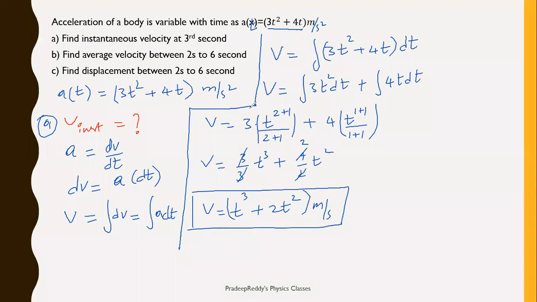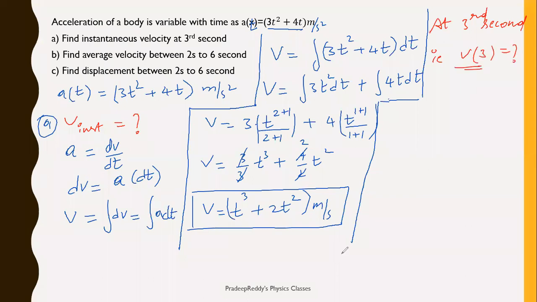Now you are supposed to calculate instantaneous velocity at what time? You are supposed to find out at third second, that is V of 3 you are supposed to calculate. So for V of 3, simply take T as 3. Then this gives you V is equal to 3 cube plus 2 into T square, where T is nothing but 3, that is 3 square, meter per second.